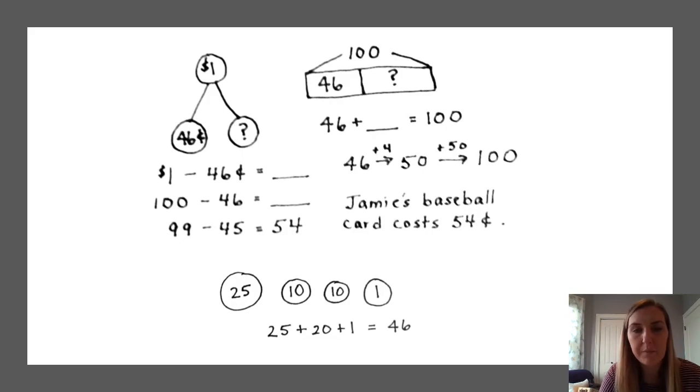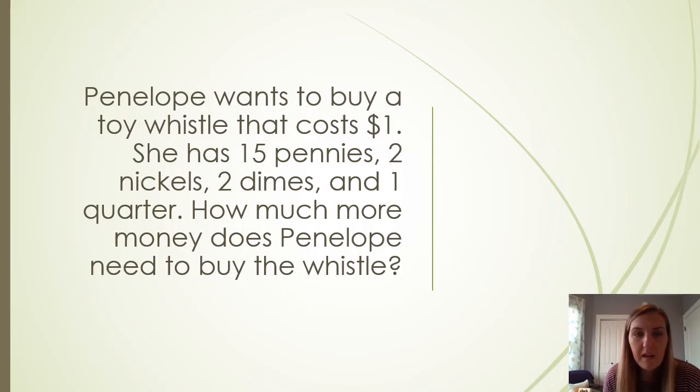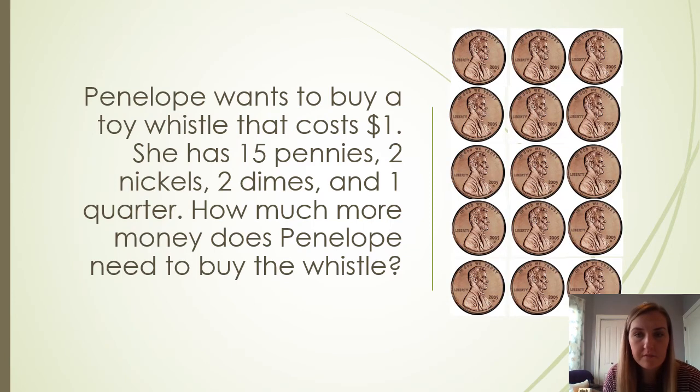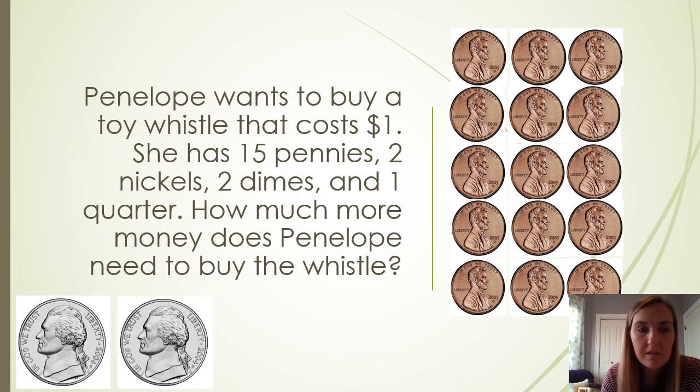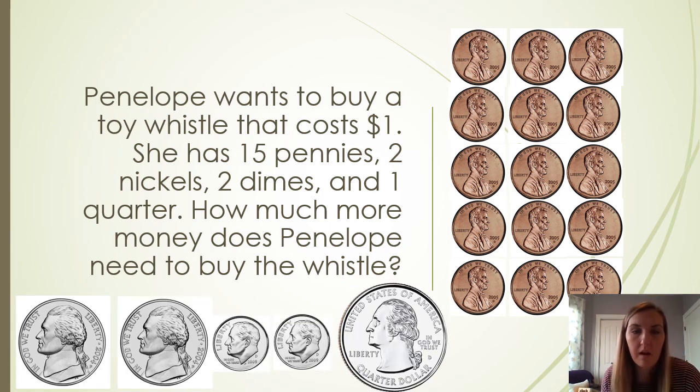And our last example together. Penelope wants to buy a toy whistle that costs $1. She has 15 pennies, 2 nickels, 2 dimes, and 1 quarter. How much more money does Penelope need to buy the whistle? We need to figure out how much money Penelope has saved first and how much that equals.